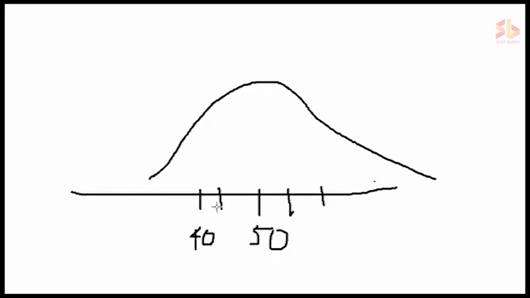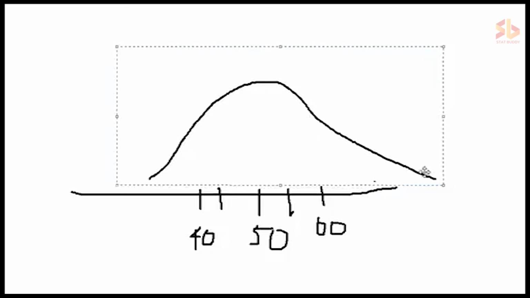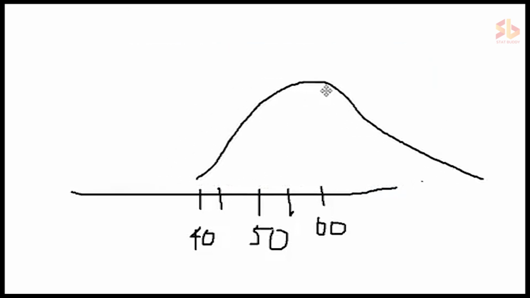If the average cost is greater than or equal to 40, 50 is greater than 40, so our H naught is true. And if it is 60, then this distribution moves to this side, and now the middle of this distribution is 60.